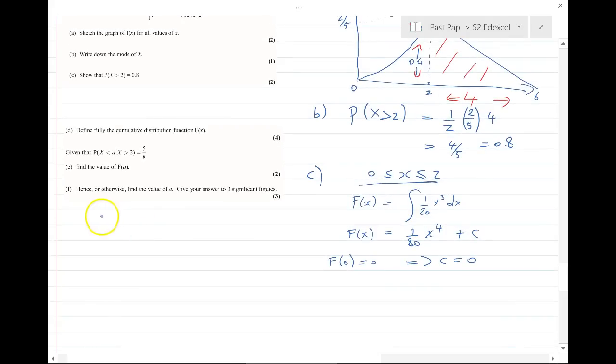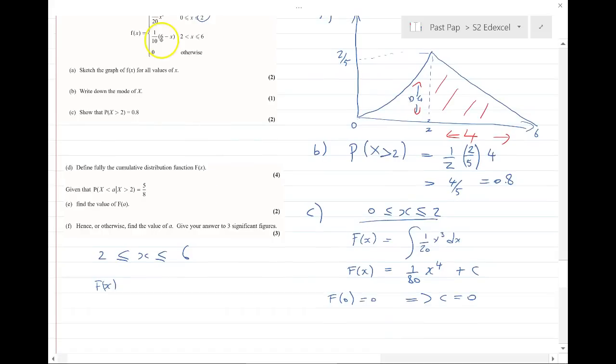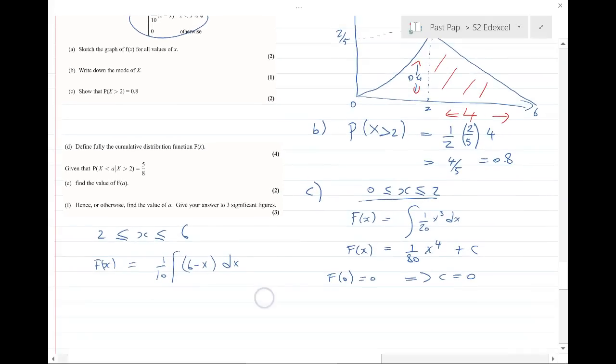So now if we consider the other case, if x is between that and 6, we have F(x) is equal to the integral of the linear function we have here. So that's 1/10 the integral of 6 minus x dx. So that's 1/10 of 6x minus a half x squared plus c.